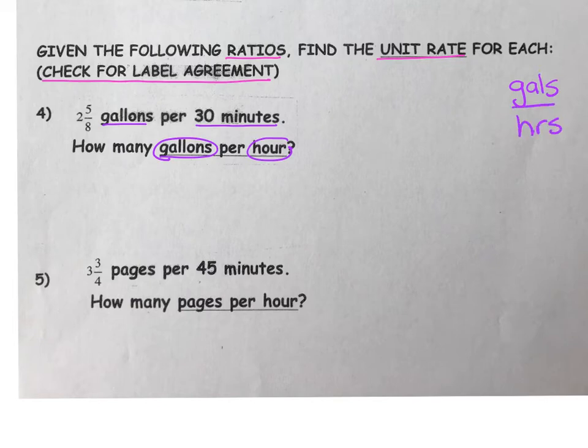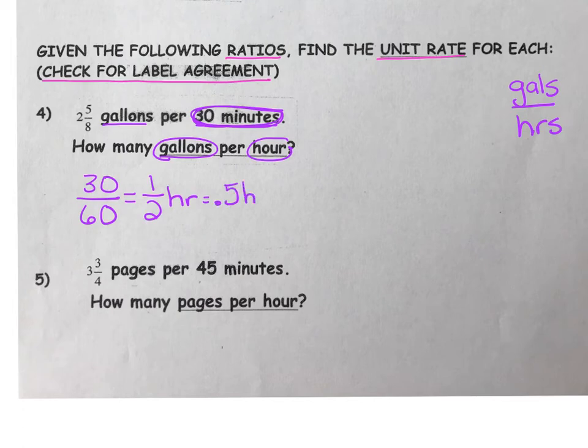Ultimately, they want the ratio to compare gallons to hours. So we look back at what we've been given, and if you look at the time, it's given in minutes. So we have to make a slight adjustment and convert that to an hours measurement. We know there are 60 minutes in an hour, so this is 30 minutes out of 60 minutes. And if you simplify, it reduces down to half an hour. Or if you want to use the decimal equivalent, 1/2 is 0.5 hours. So now that we've converted the time into an hours measurement, we're going to set up our ratio.